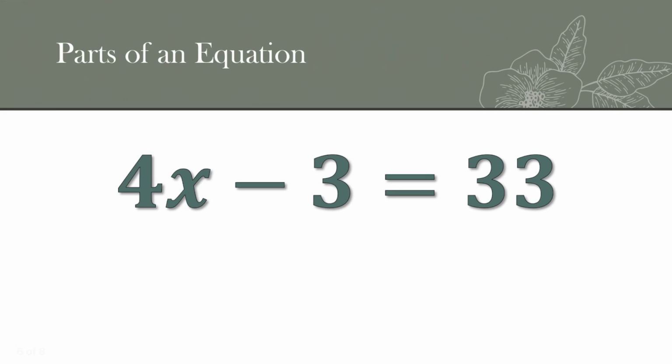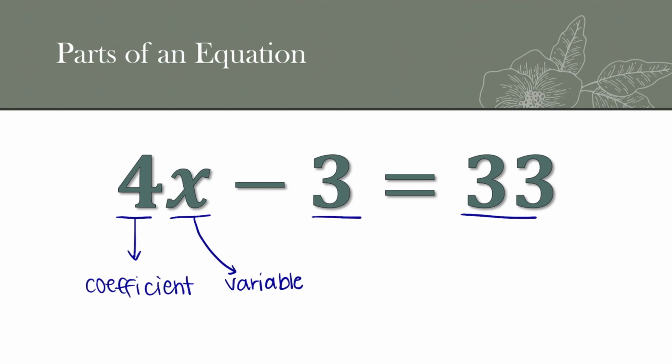So there are different parts of an equation. The first part is this number in front of the x. This is called the coefficient. This one here is called the variable. And then these are both called constants. And constants means that there's no variable attached. It's always going to be the same number.